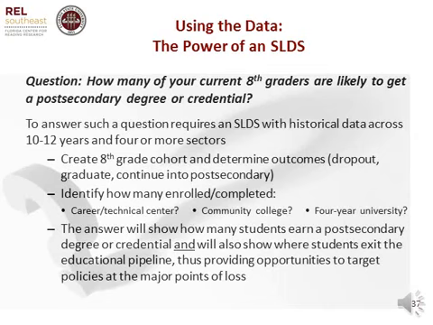An analysis answering the question, how many of your current 8th graders are likely to get a post-secondary degree or credential, can inform many discussions. But answering this question is difficult without an SLDS. It requires many years of data, 10 to 12 depending on how long you want to allow for completion of a college or university degree.